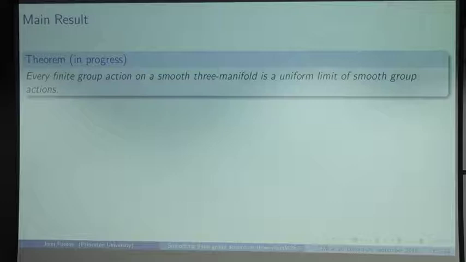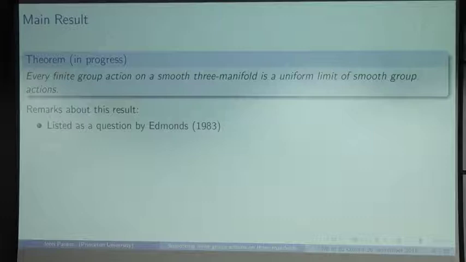So some remarks. This is naturally a question that has been asked some time ago. Obviously, it's of interest only for wild actions. If you have a tame action, then it's easy to smooth it.